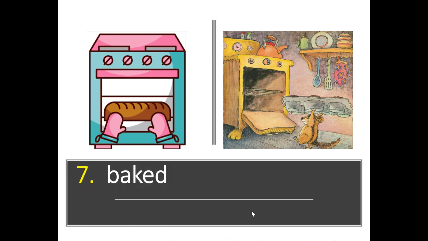Well, they both show baked. Baked is past tense for bake. So first you write bake, B-A-K-E, and then past tense, you put the D at the end. Baked, B-A-K-E-D, baked. What does baked mean?